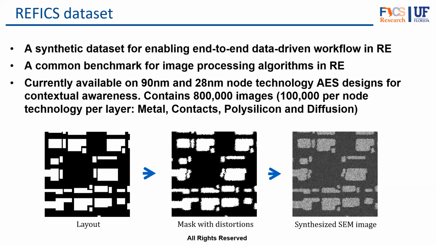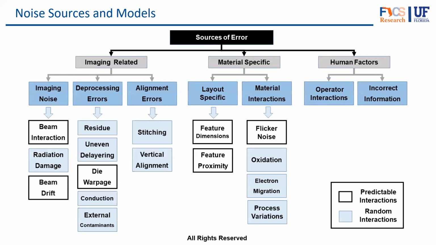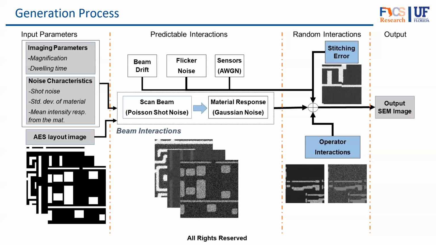The dataset currently has over 800,000 images collected from all major layers in the IC from two different node technologies. These can be used as a common benchmark for novel algorithms and help develop end-to-end computer vision machine learning approaches for hardware assurance. To ensure that simulated data is robust and representative of the real world, all existing noise sources and models were taken from literature. Some of these noise sources are modelable while others are random. Noise sources that cannot be prevented or suppressed were added to the simulation model.